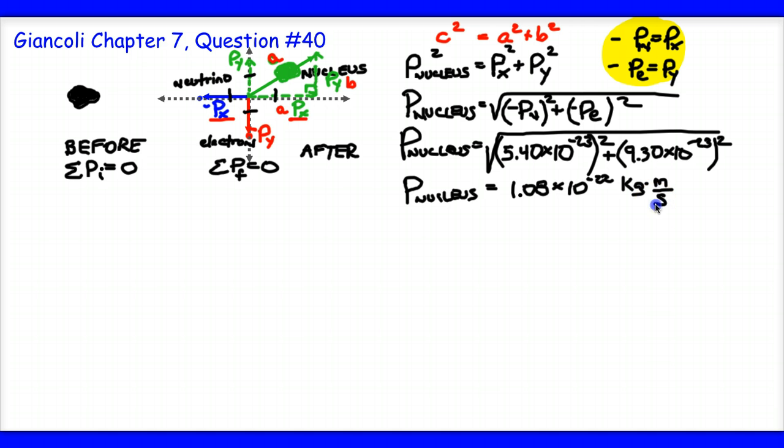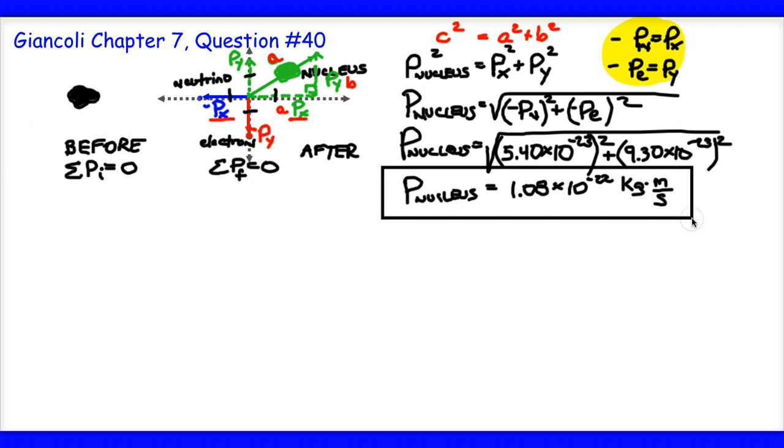Now, that answers the question, what's the magnitude of the momentum? But we also have to answer the question about the direction. That can be solved with the tangent function. So I'll say the inverse tangent of the ratio of the y component of momentum of the recoiled nucleus over the x component of momentum for the recoiled nucleus. I'm going to make the same substitution here. Instead of using py and px, I'll use p neutrino and p electron.